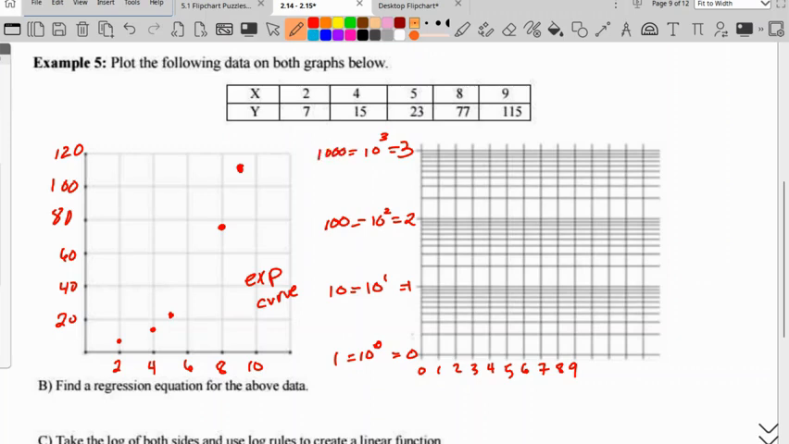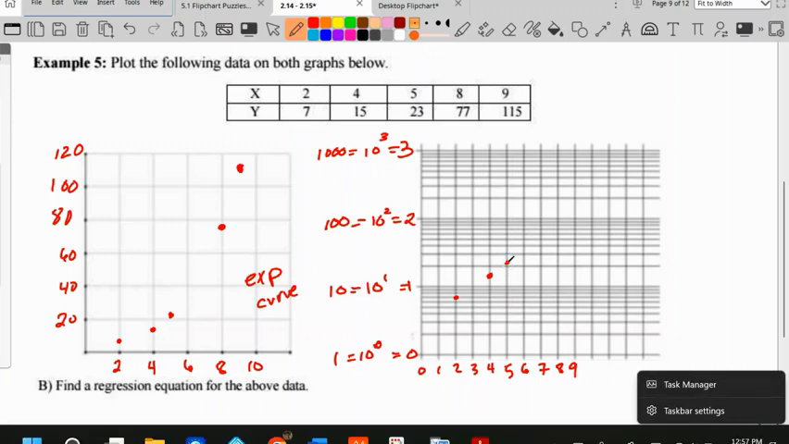Okay, so let's plot that data here. So we had 2, 7. And remember, your bottom line is not 0. Your bottom line is 1, because that's 10 to the 0, which is 1. So that's 1, 2, 3, 4, 5, 6, 7. Okay. 4, 15. Now, when we hit that line, those are now counting by 10. So 15 is going to be halfway in between there. 5, 23. So that's 10, 20, and a little more would be 23.